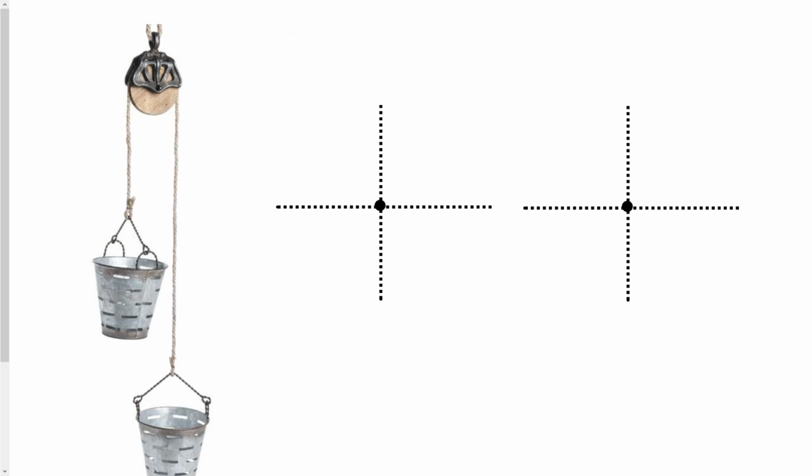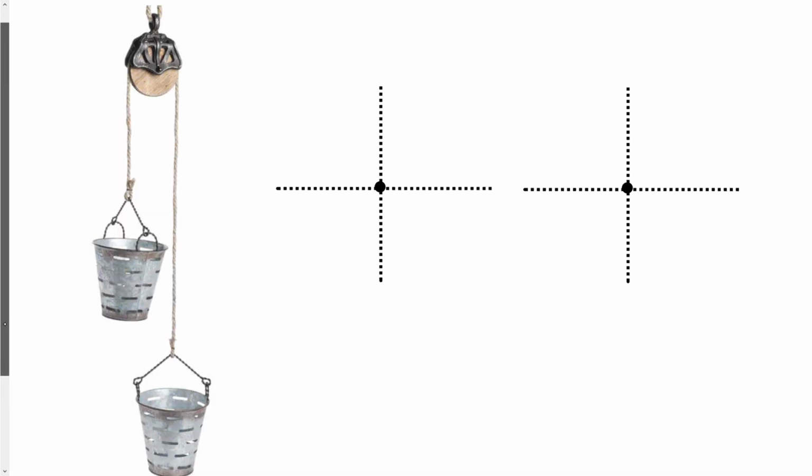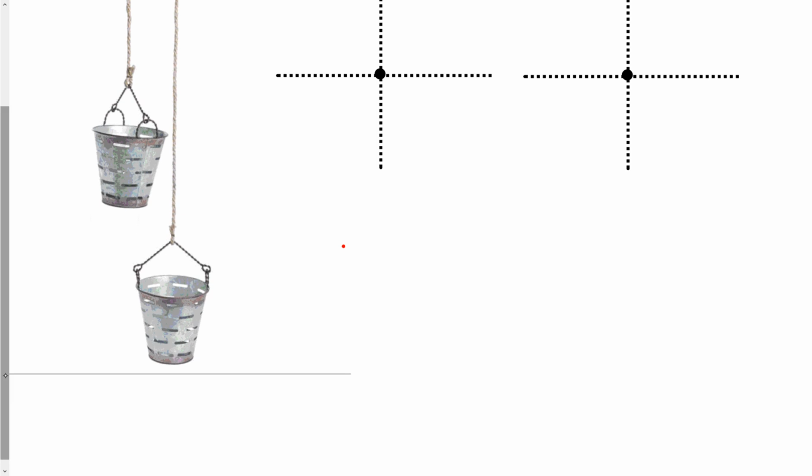Hopefully you are totally killing it, because this is our last one. This is what's known as an Atwood's machine. It's one of the most common problems, where you have two buckets. And guys, the easiest way to do this, if you notice, they're really very easy. I've got an mg for this guy, an mg for this one over here, and then there's a tension on this one and a tension on this one.